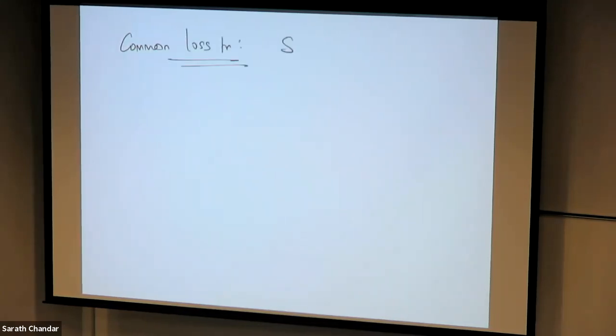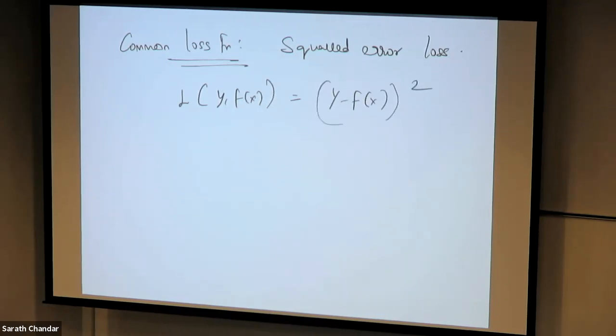The common loss function that we have seen so far is squared error loss, which is basically L of y comma f of x equal to y minus f of x the whole square. I haven't put the 1/2 here, it's okay.